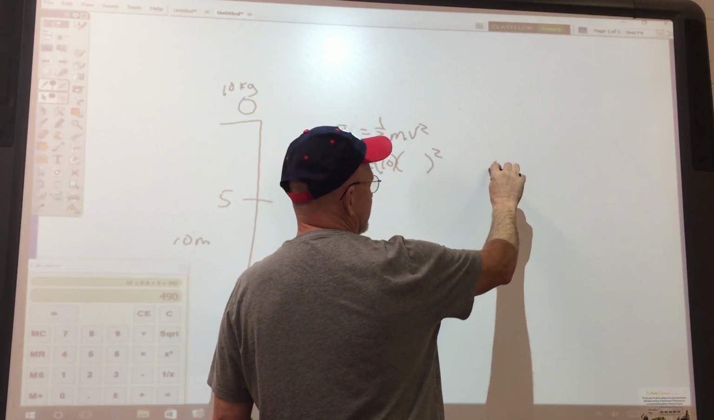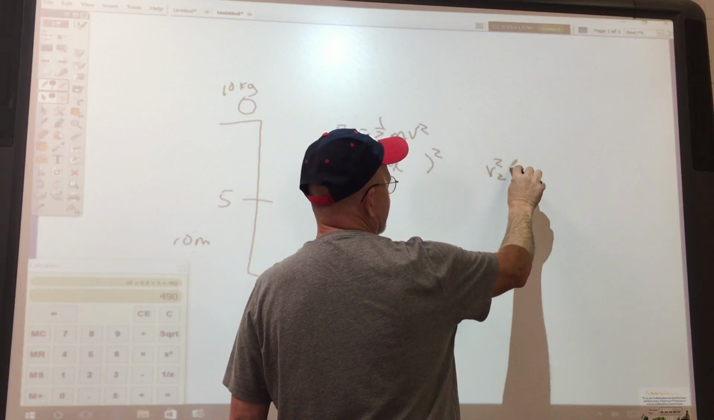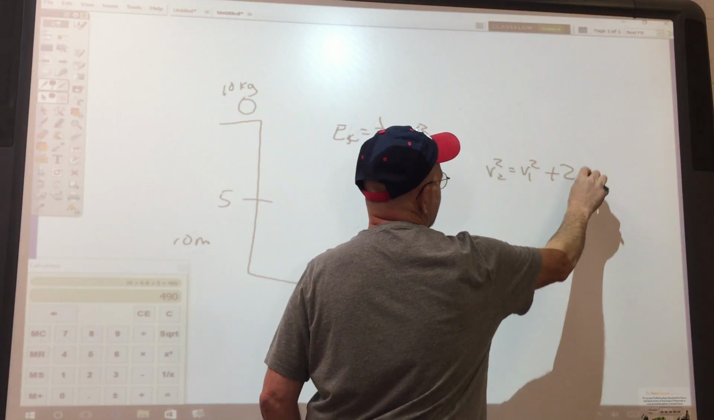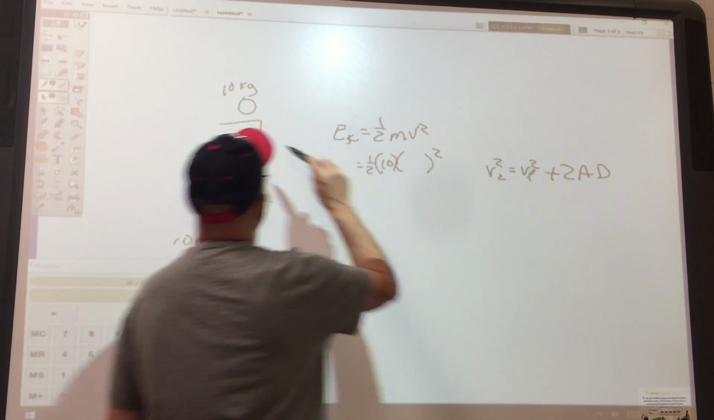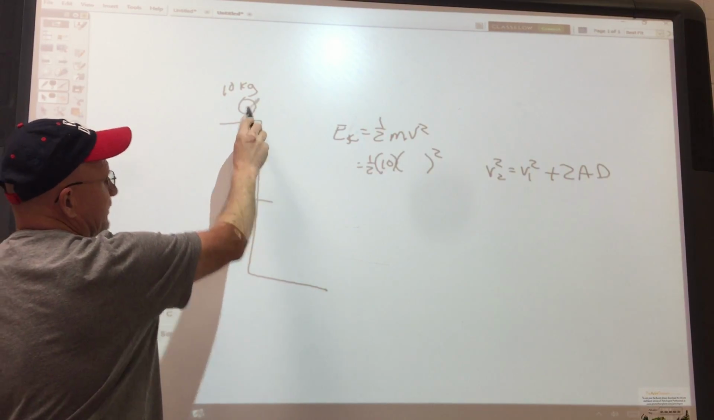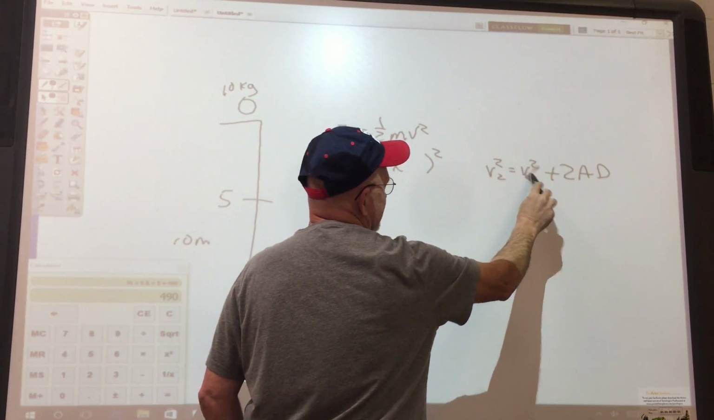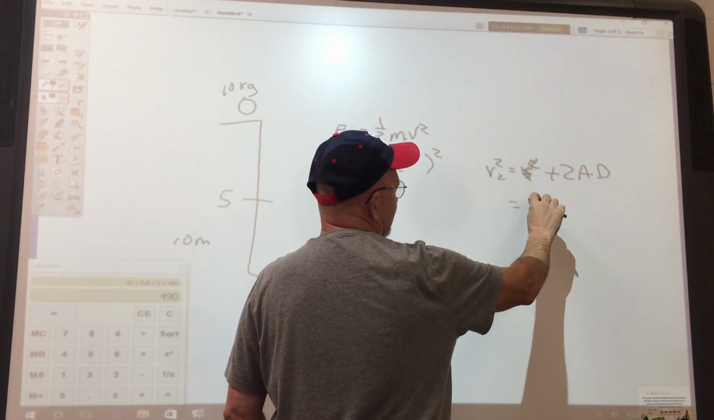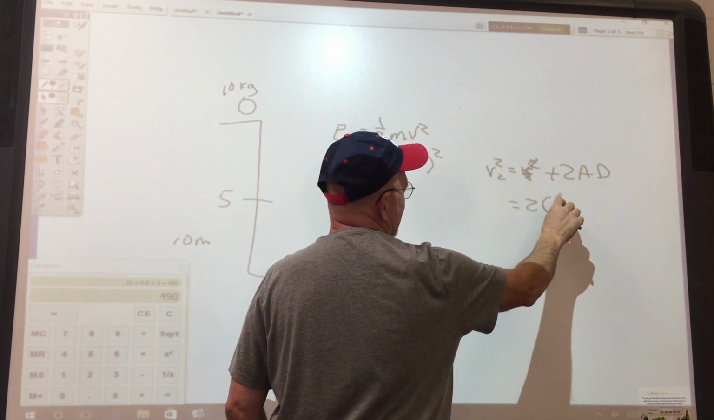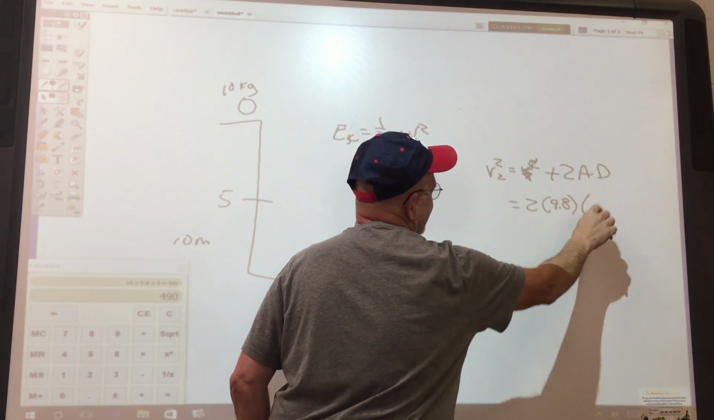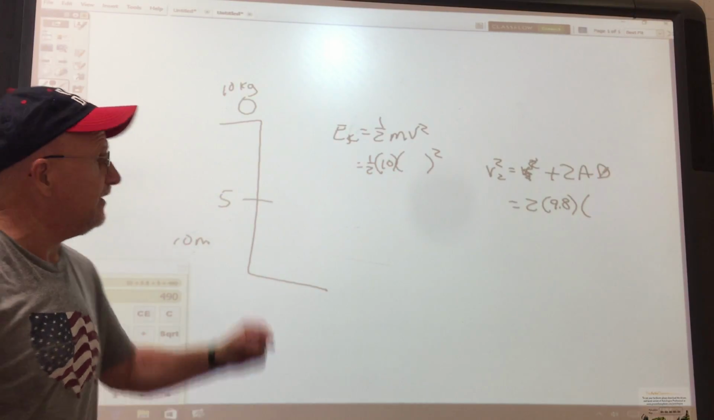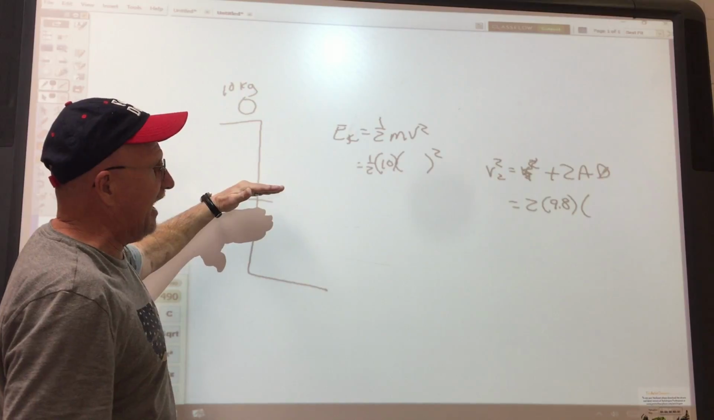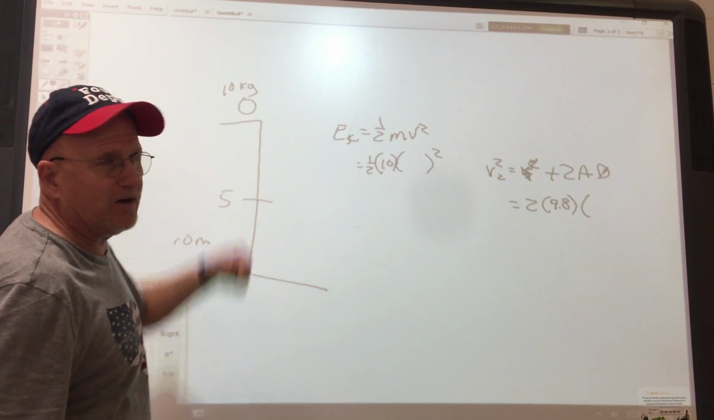To do that, once again, I use velocity squared: my second velocity squared equals my first velocity squared plus 2AD. Since it's not falling yet up at the top, the first velocity is 0, so that falls out. Now I'm going to multiply 2 times 9.8, and I need to know the distance. This is the key: the distance that it has fallen. Not the height, but how far has it fallen.